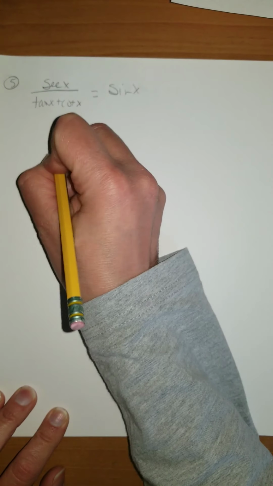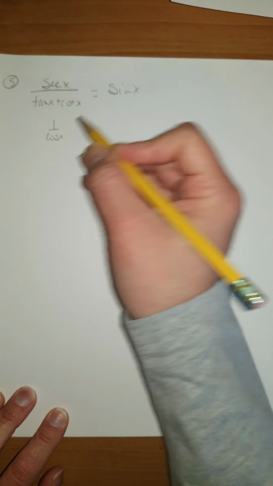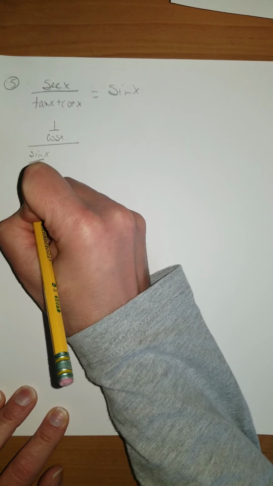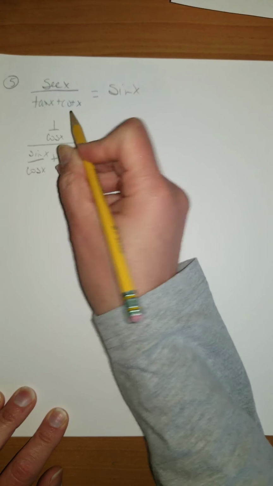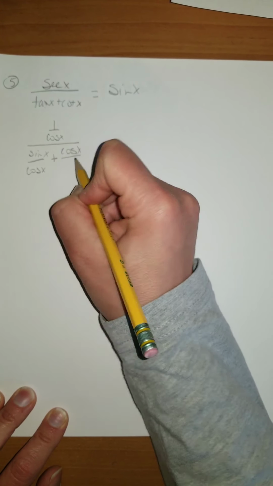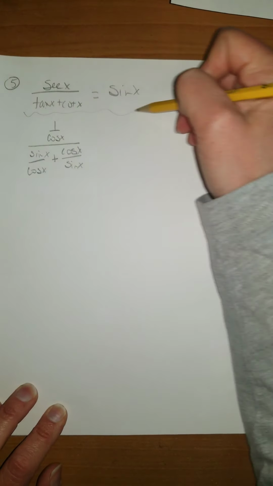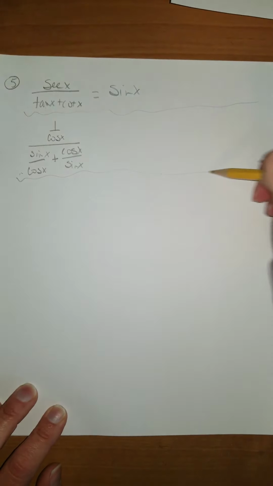This here is 1 over the cosine of x, over, tangent is the sine of x over the cosine of x, plus the cotangent is the cosine of x over the sine of x. All right, so that is one step. I'll go to the next step.